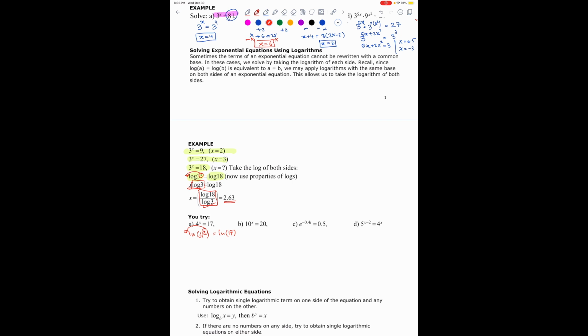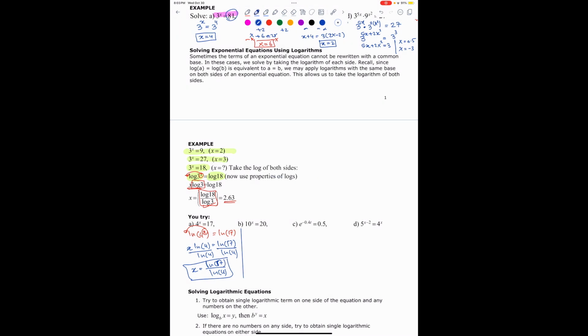So what we have here, we will have x natural logarithm of 4 equals natural logarithm of 17. Natural logarithm of 4 is a number, so we're going to divide both sides of the equation by that. So we will have x equals natural logarithm of 17 divided by natural logarithm of 4. If you compute that, you'll get approximately... you can leave it like that. You don't have to find the final answer. These are numbers. You can plug them into the calculator to find the final answer, or you can just leave it like this.